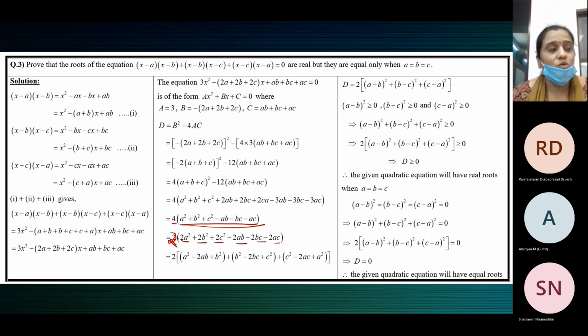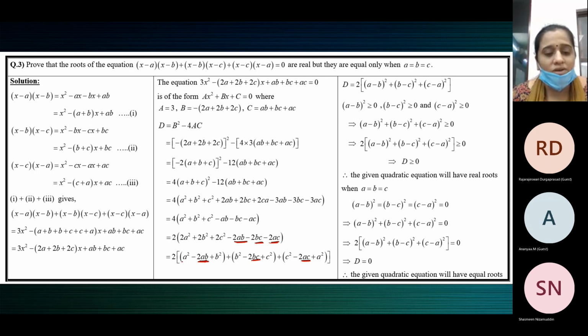Now, what is 2A square? A square plus A square. What is 2B square? B square plus B square. What is 2C square? C square plus C square. So see here, look at what I'm marking. Minus 2AB, minus 2BC, minus 2AC, you can see it here. So these are the middle terms.